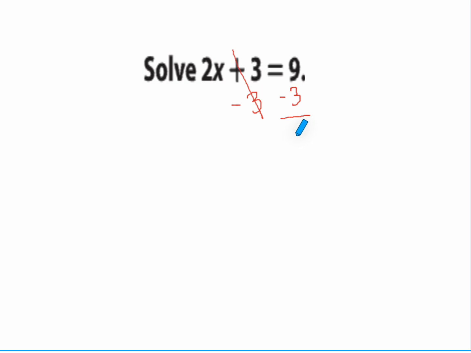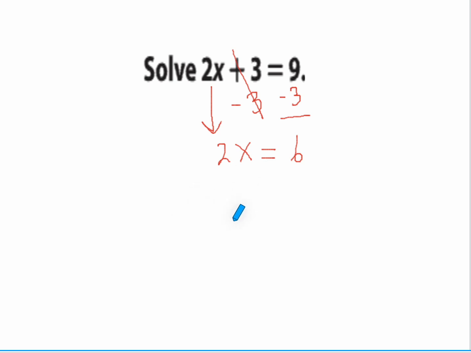9 minus 3 is 6. Bring down the equal sign, and bring down the 2x. Now this looks exactly like what we've been doing in the past. Something times 2 gives me 6. We know the answer is 3, obviously, right?